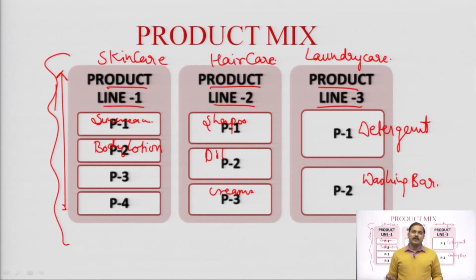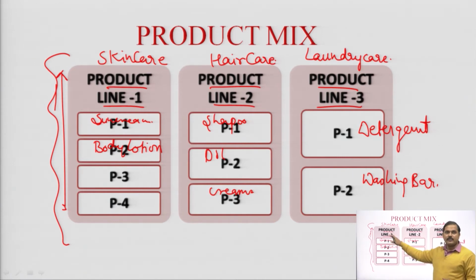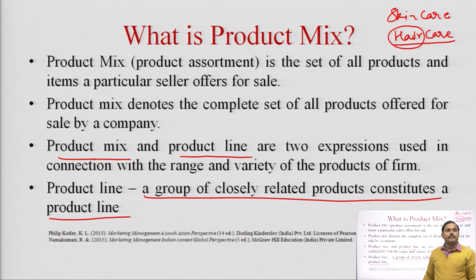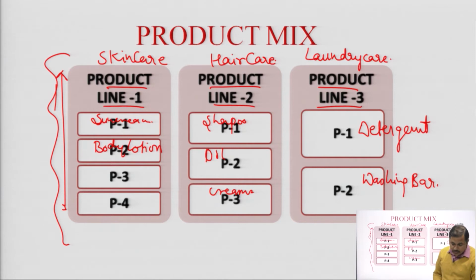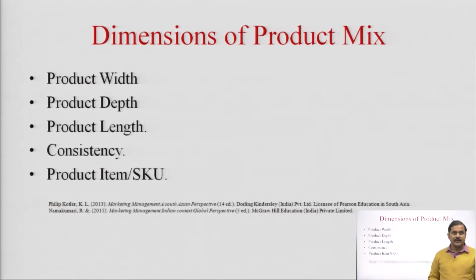So, what we have seen is that a group of products having a similar set of characteristics, which are closely related, constitutes a product line. That is what the definition says, and that is what we have been covering. Now, the next thing we need to cover defines the product mix. We are going to cover it in the very next slide.